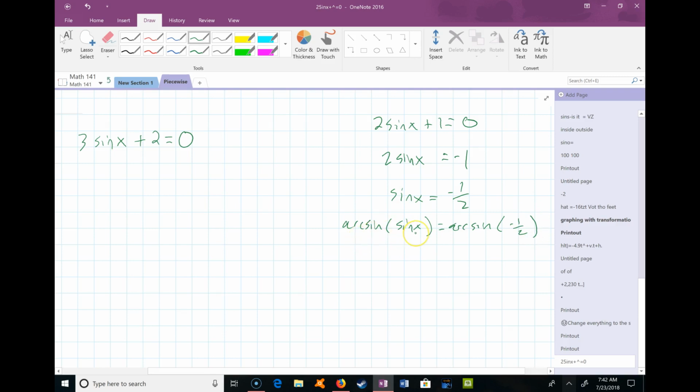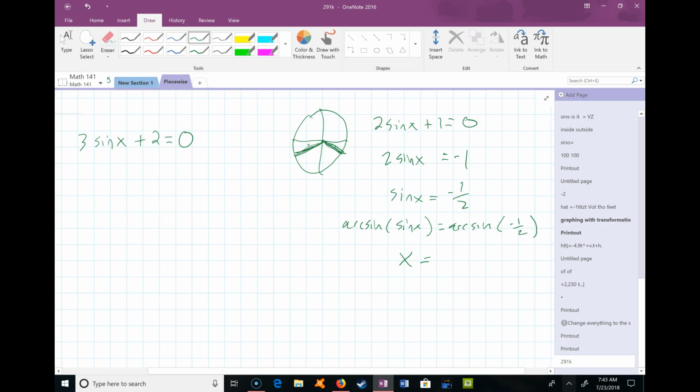Of course, arc sine of sine x is just x, and then arc sine of negative 1/2, you could throw that in the calculator, but that would give you a non-exact answer. So we are actually going to use our knowledge of the unit circle to solve this. Basically this is asking, when is sine equal to negative 1/2? So if I draw a quick unit circle, sine would be equal to negative 1/2 there and there.